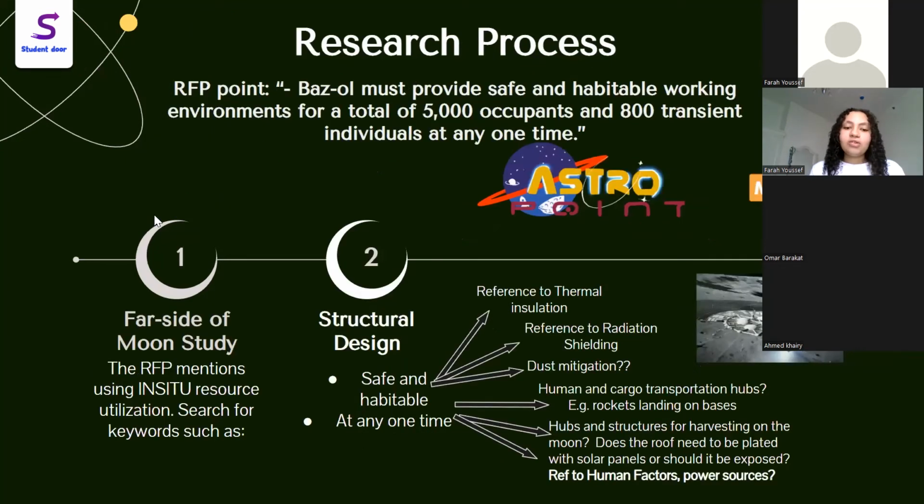And then structural design. ففي ال structural design بيقول لك لازم يبقى فيه 5,000 occupants و 800 transient individuals. 800 transient individuals يعني ناس هيروحوا ويطلعوا من القمر مش هيكونوا permanent هيكونوا temporary. فبيقول لك لازم يكون safe and habitable وفي any one time. Any one time ده معناه لازم تفكر في السيزون. يعني القمر ده بيوصل دلوقتي يعني هو بقى بعيد عن الشمس ولا قريب من الشمس فلازم تفكر في ال variances بتاع ال radiation وال solar absorption.